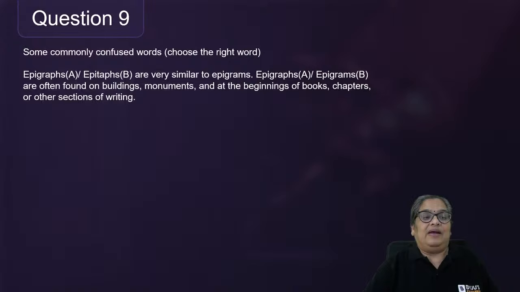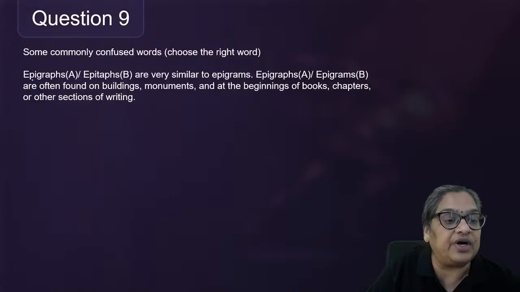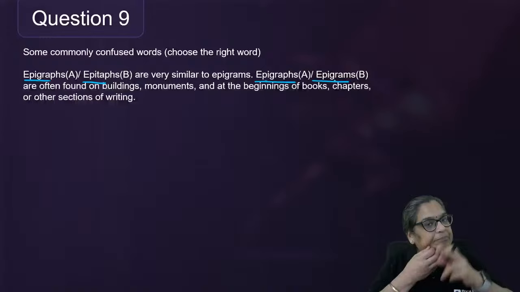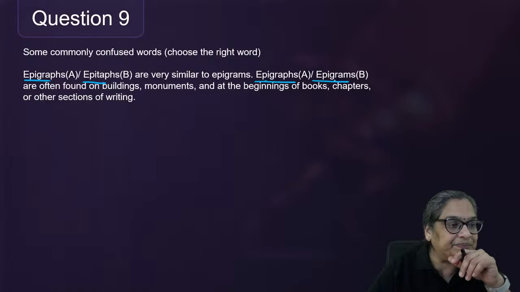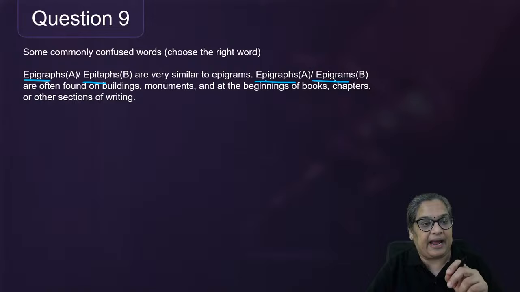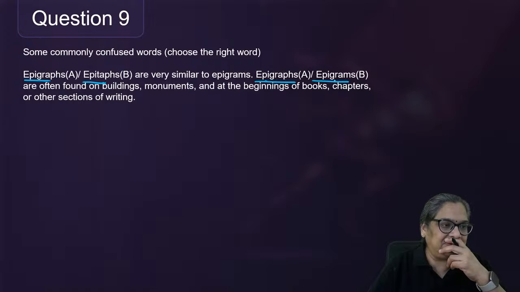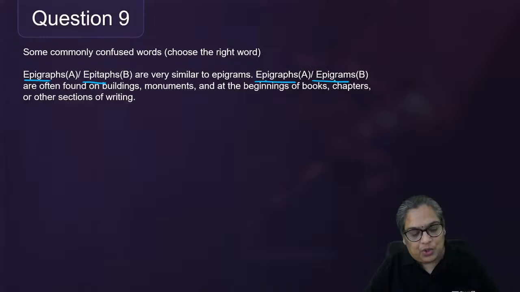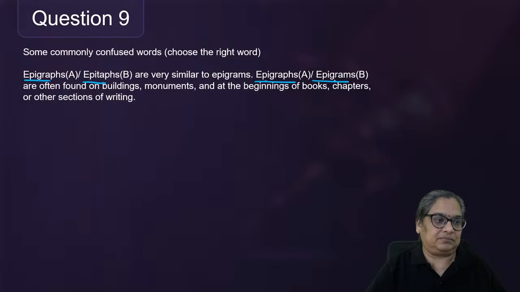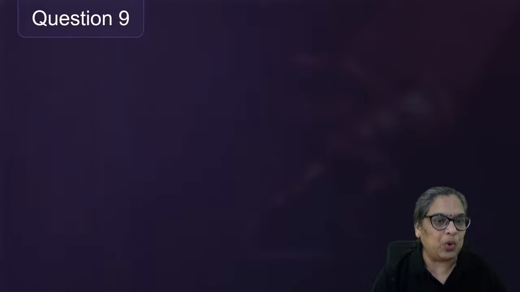Epigraphs or epitaphs are very similar to epigrams. Dash are often found. So what is the word I want here? And what is the word I found here? So you can give me answer A, B, A, B, B, B, A. What is the correct combination? Dash are very similar to epigrams, epigraphs or epitaphs. Epigraphs or epigrams are found on buildings, monuments, at the beginning of books, chapters, or other sections of writing. Question 9. Answer for both is A.